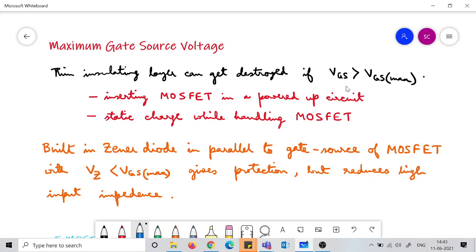Now you can destroy the insulating layer not just by supplying a high VGS, but in many other ways. How? If you insert a MOSFET in an already powered up circuit. So the circuit is already powered up and you are inserting the MOSFET there, then there will be high transients happening at the junction, and that can easily cross the VGS max. VGS max is very low actually, maybe 20-25 volts.